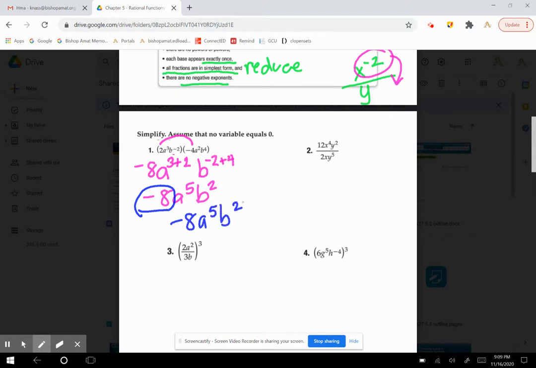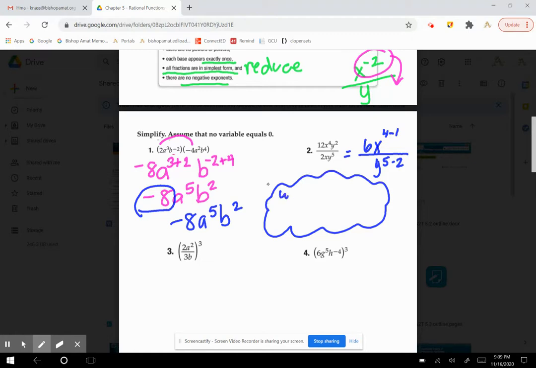Let's look at number 2. This one here is division. 12 divided by 2 is 6, and that goes on the top. We're dividing, so you subtract: x to the 4 minus 1 and y to the 5 minus 2. Now here's your thought bubble: when dividing, move the smaller exponent to the larger exponent. So that's what I did there.